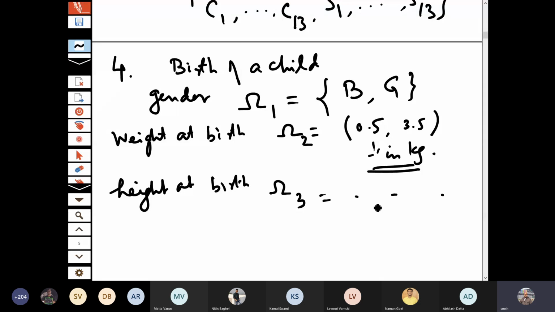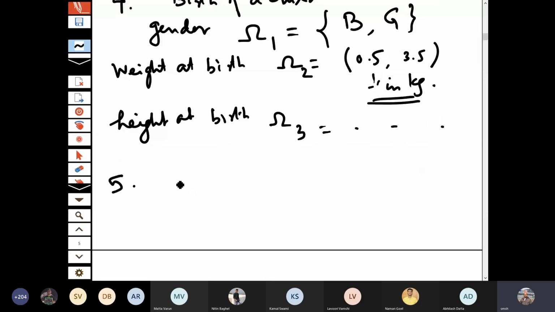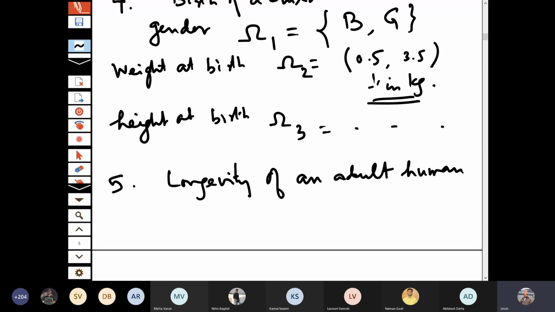If I look at, say, longevity of an adult human, and if I say what is the adult, suppose we put the age 18 onwards, then it is 18 to, and we put some upper limit, say 120, because we may not see a person who is of more than 120 years. So this could be the sample space.